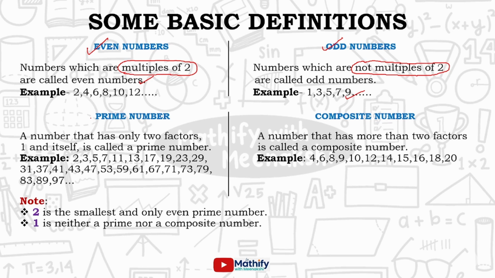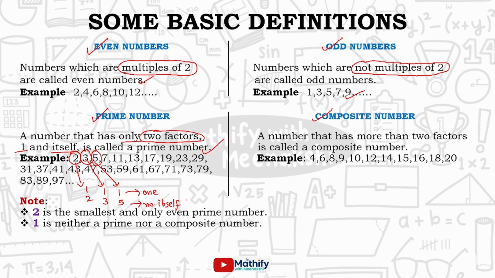Now let's move to the next difference, prime number and composite number. What is a prime number? A number that has only two factors, and those two factors are 1 and the number itself, is known as a prime number. Example: 2. How many factors do we have for 2? Only 1 and 2. For 3, factors are 1 and 3. For 5, factors are 1 and 5. So whenever we have only two factors, 1 and the number itself, you will say that number is a prime number. I have written all the prime numbers between 1 and 100.